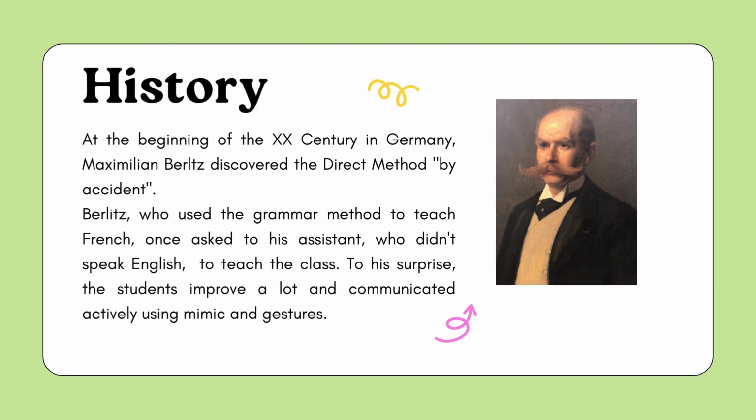First, the story starts at the beginning of the 20th century in Germany. Maximilian Berlitz discovered the direct method by accident. Berlitz, who used the grammar method to teach French, once asked his assistant, who didn't speak English, to teach the class. To his surprise, the students improved a lot and communicated actively using only mimicry and gestures.